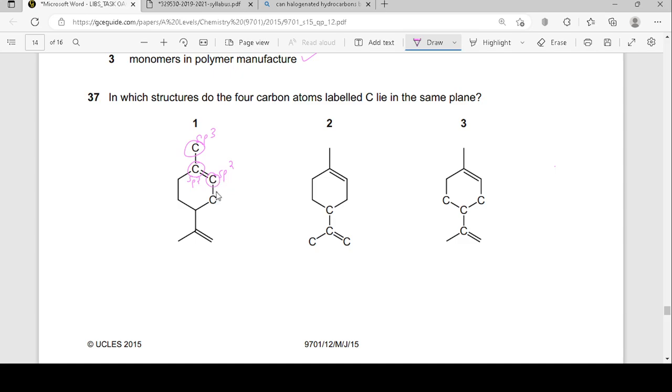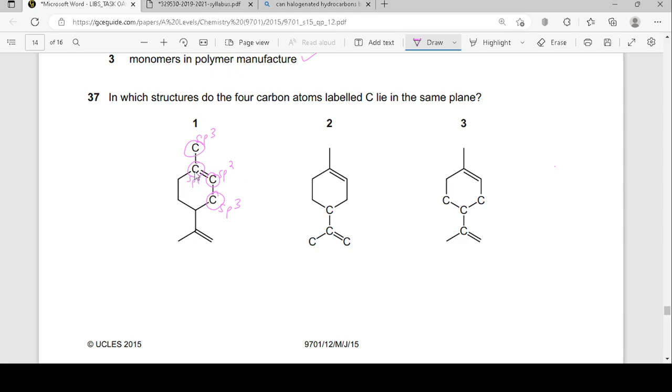And this carbon that is sp2 is attached to this other carbon, which is actually sp3, but since it's attached to an sp2 carbon, it lies in the same plane as the sp2 carbon, if that makes sense. So anything attached to an sp2 carbon lies in the same plane as the sp2 carbon. That's the point that I'm trying to emphasize.